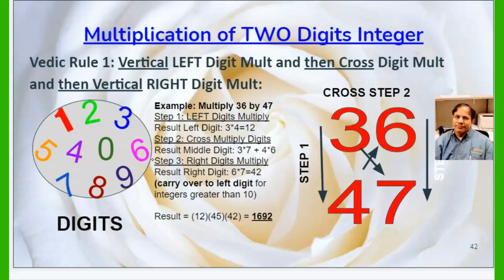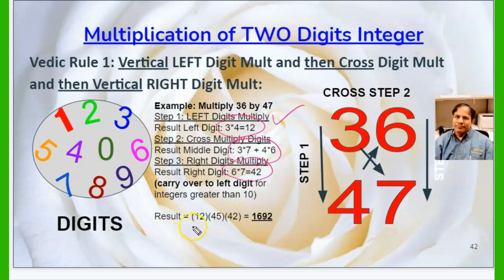Step 1, we try to do the step number 1, which is left multiply. So we multiply 3 times 4 to get 12. And then the second step is cross multiply. So we multiply 3 times 7 and then 4 times 6. And then the last one, we multiply the right digit, which is 6 times 7.